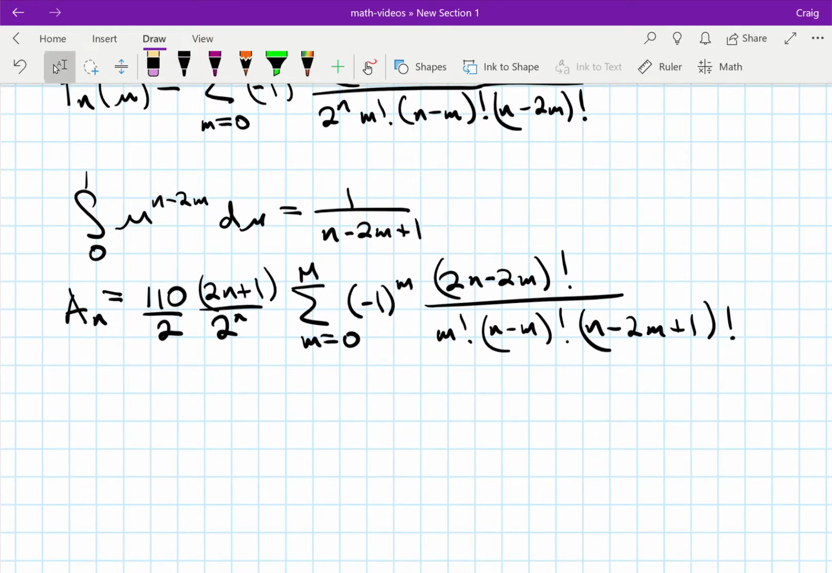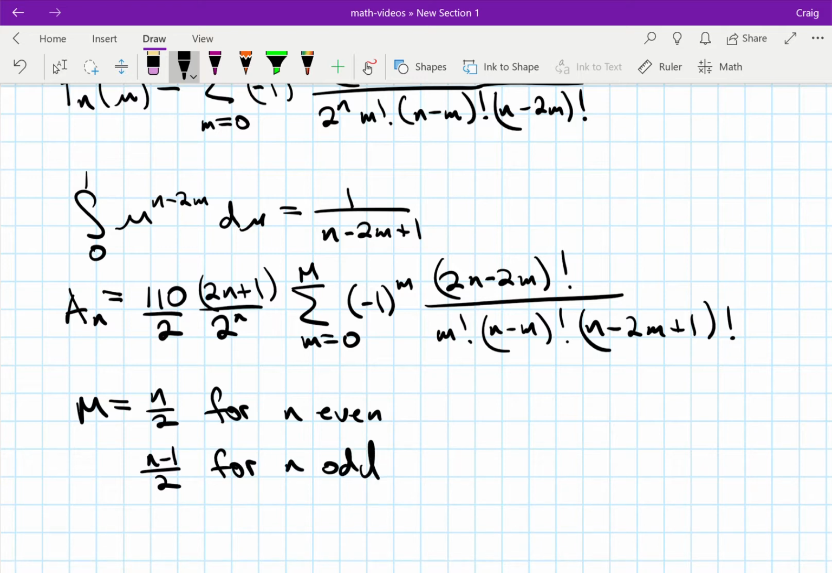And this is it. So we have our final expression for the coefficients in the series. And so the only thing that I have to explain a little bit is the terminal capital M. So capital M is equal to n over 2 for n even, and n minus 1 over 2 for n odd.